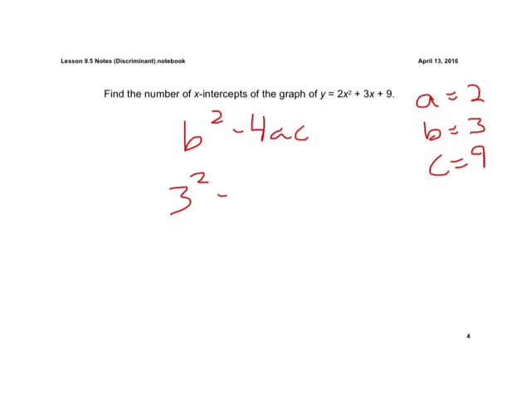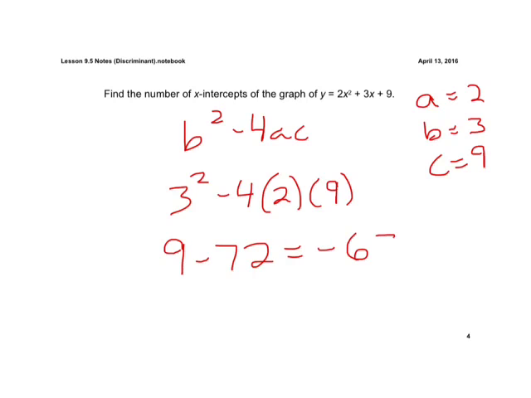One more example, worded a little differently. It says find the number of x-intercepts. That's kind of the same thing. We're just finding the discriminant. So we have a equals 2, b equals 3, c equals 9, and we're plugging it into b squared minus 4ac. So we have b squared, which is 3 squared, which we know is 9, minus 4 times 2 times 9. So we have 9 minus, 4 times 2 is 8, 8 times 9 is 72. If we do that math, we're going to get a negative 63.